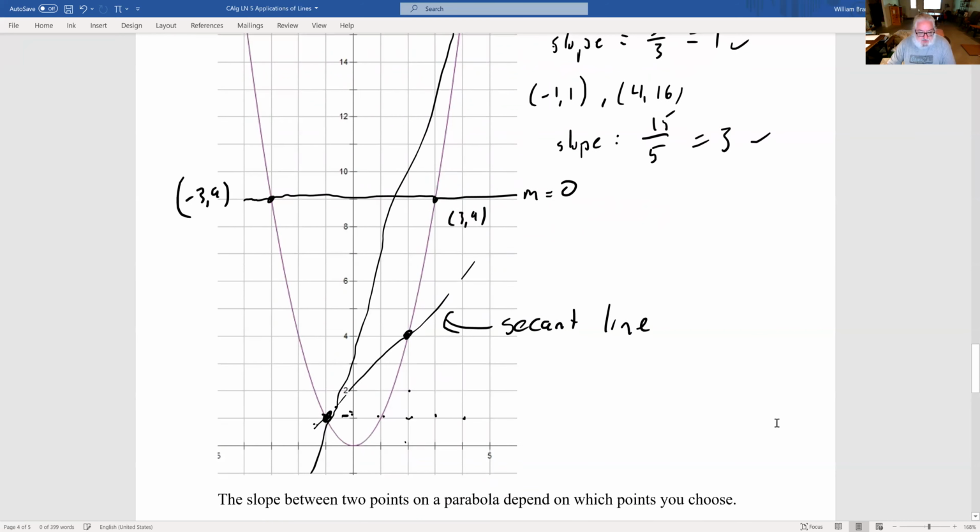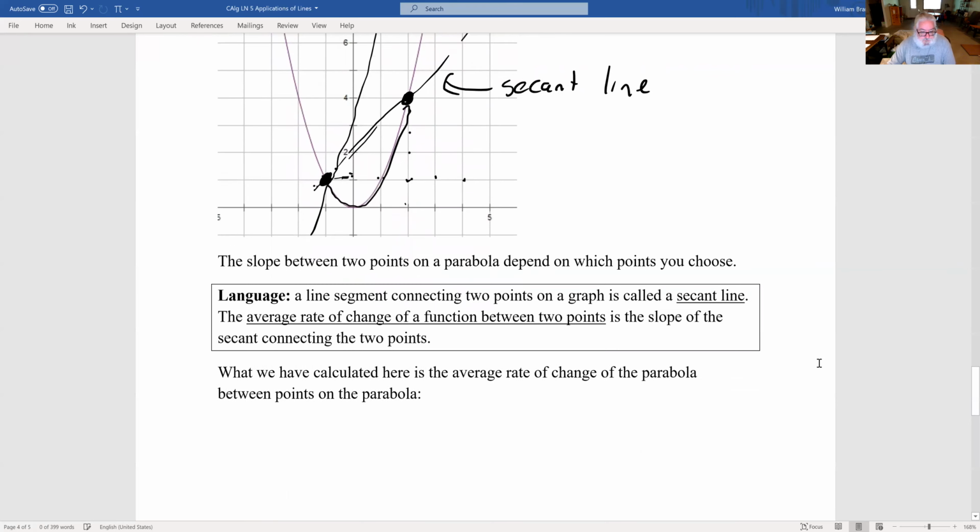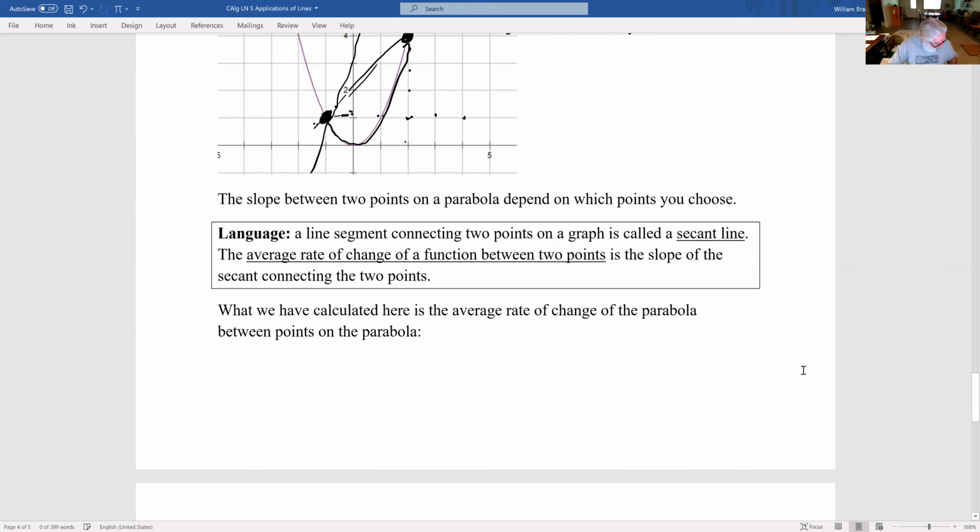A little bit of terminology there. The average rate of change of the function between the 2 points is the slope of the secant line connecting those 2 points. So if I start here and I go to here by following the parabola, what's the average rate of change of y? Well, we went up 3 units in 3 units on x. So for every unit of x, we went up 1 unit. So what we've calculated then is the average rate of change of the parabola between points on the parabola.